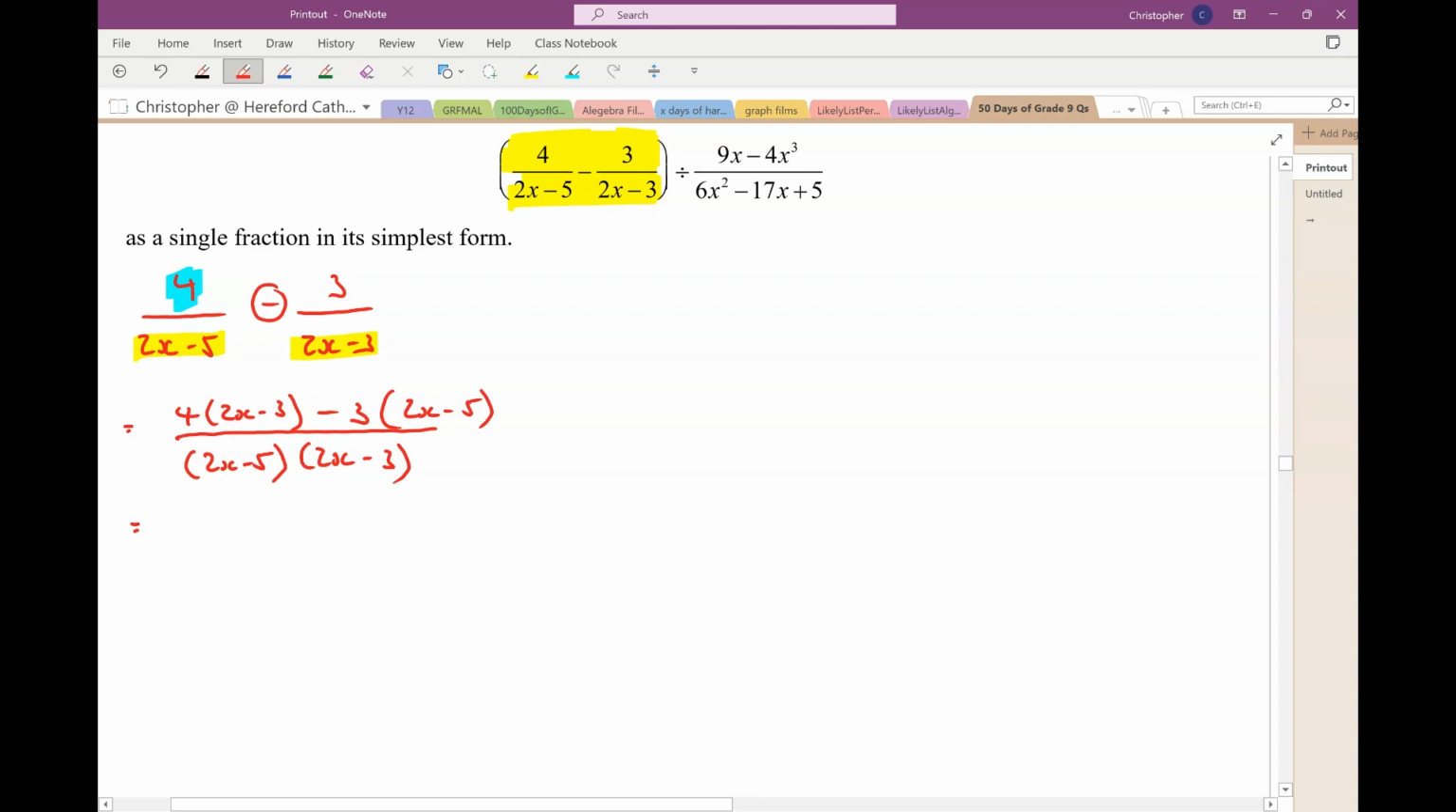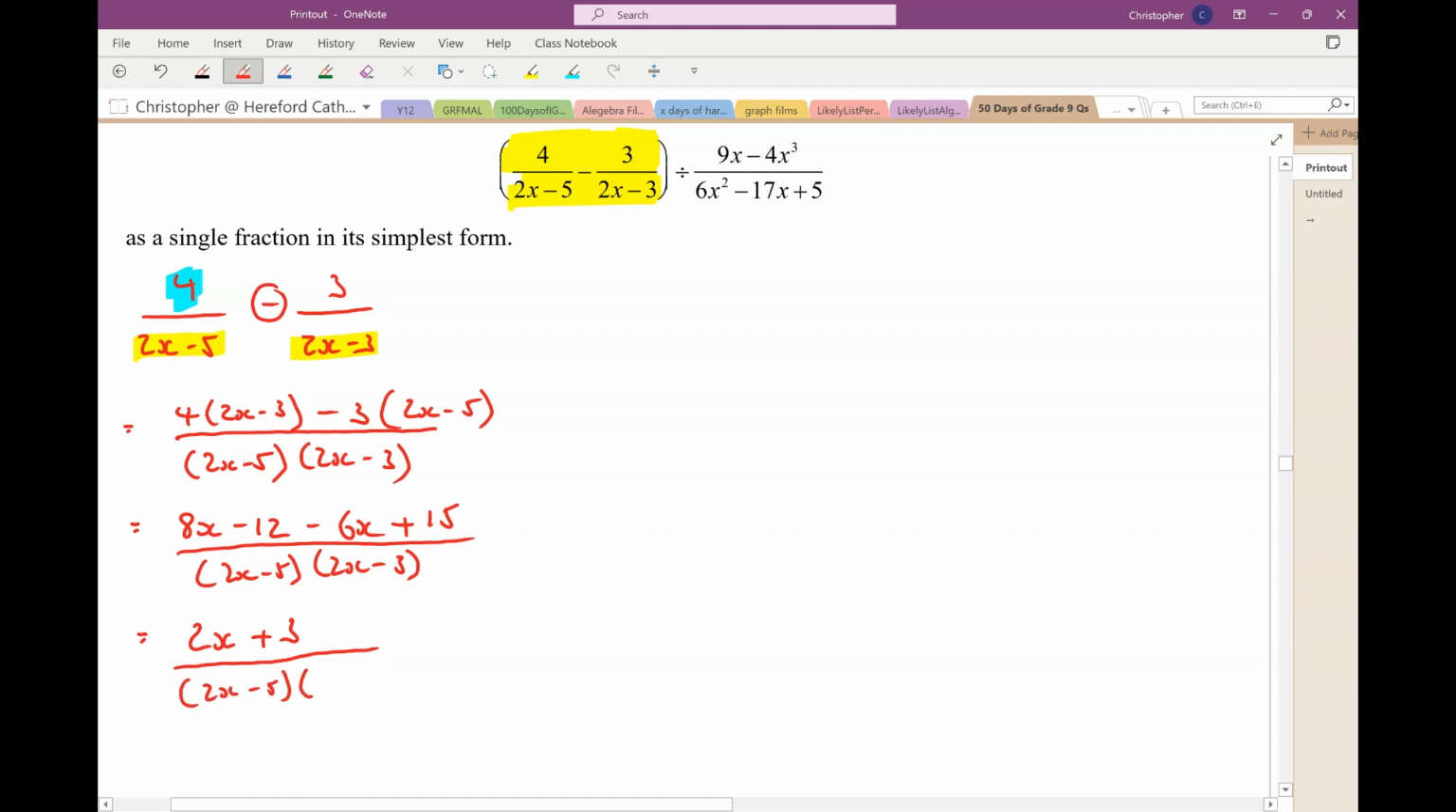So let's continue to work on this. Let's multiply out those brackets on the top. 8x minus 12 minus 6x plus 15 all over 2x minus 5 multiplied by 2x minus 3. So that is, simplifying the top, 2x plus 3 over 2x minus 5, 2x minus 3. So that is that bit done. So now what I've got to do is I've got to do my answer to that bit, 2x plus 3 over 2x minus 5, 2x minus 3.